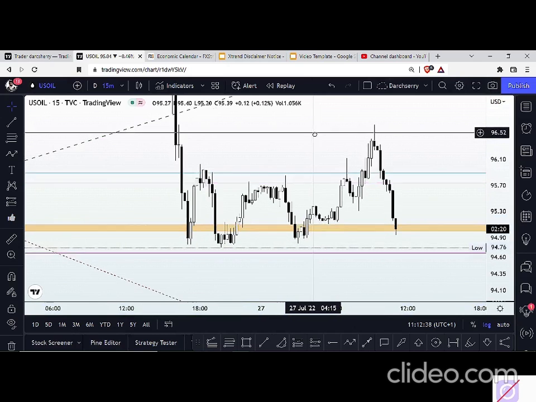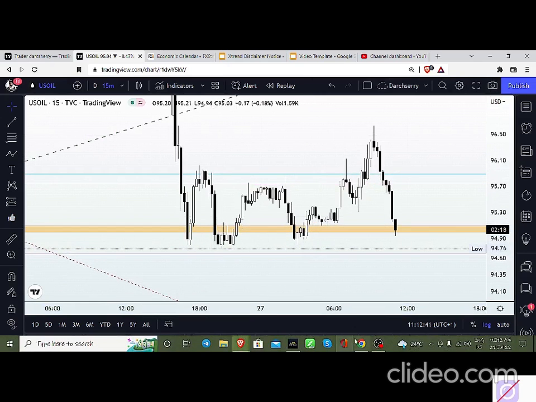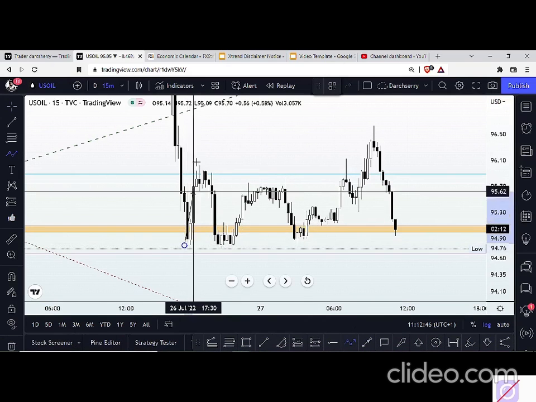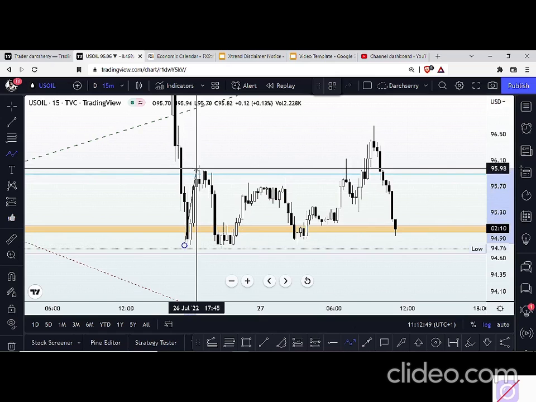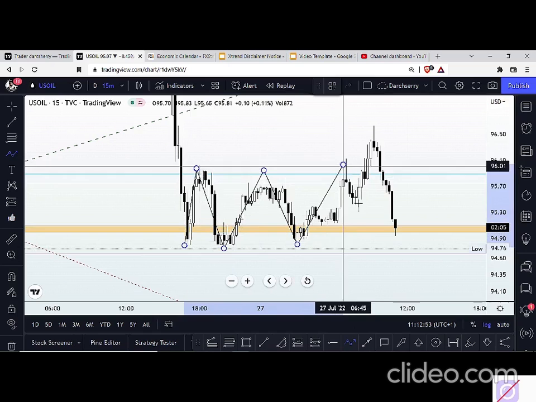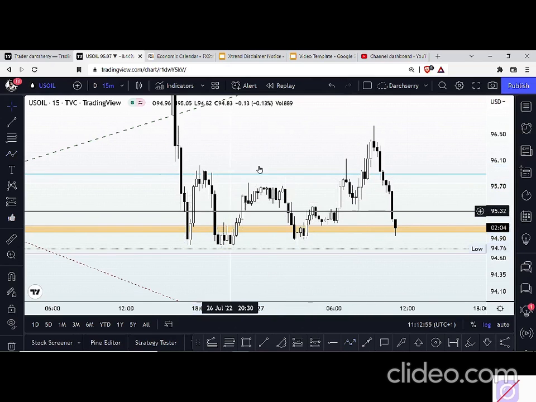So with the structure we have here, we can see we have this consolidation phase. Price has been juxtaposing between the $94.80 area and the $96 mark. In the last 16 hours, we can see how price action has been doing that. Now, let us identify this channel.